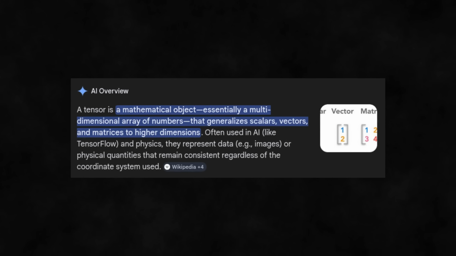So you want to know what a tensor is. You decide to Google, what is a tensor? And the ever so helpful AI overview tells you that it's a multidimensional array of numbers that generalizes things like scalars, vectors, and matrices. Alright.